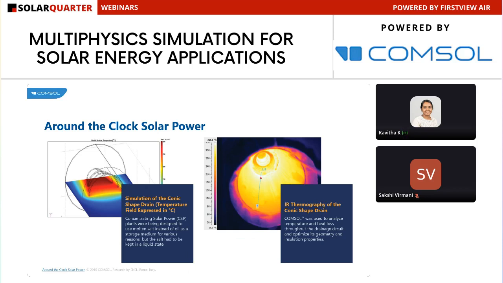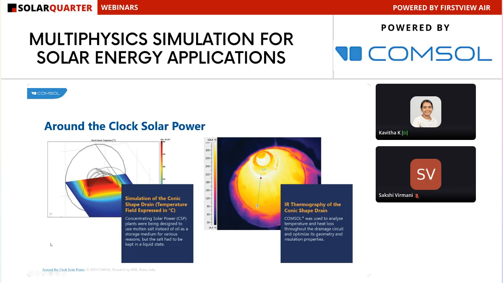Molten salt has several advantages over the previously used pressurized oil because it can operate at higher temperature, which maximizes the energy efficiency. Keeping the salt in the liquid state presented a challenge for the team. They used COMSOL Multiphysics and its built-in library of heat transfer coefficients to analyze temperature and heat loss throughout the drainage circuit, optimizing both its geometry and insulation properties.